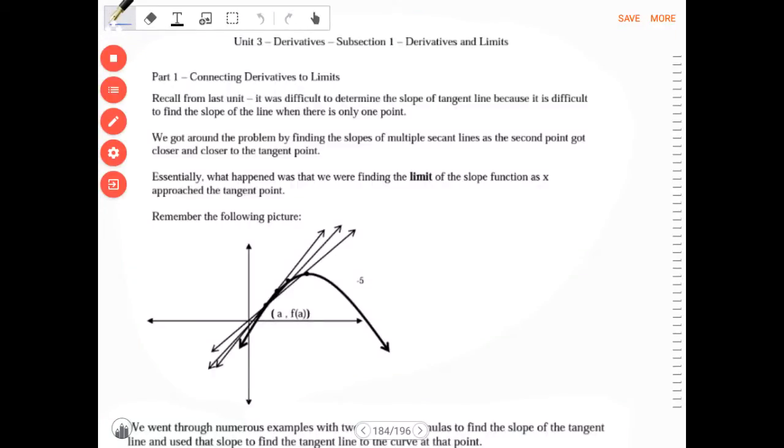Hi everyone, moving on to Unit 3, Derivatives, Subsection 1, Derivatives and Limits. So, Part 1, Connecting Derivatives to Limits.